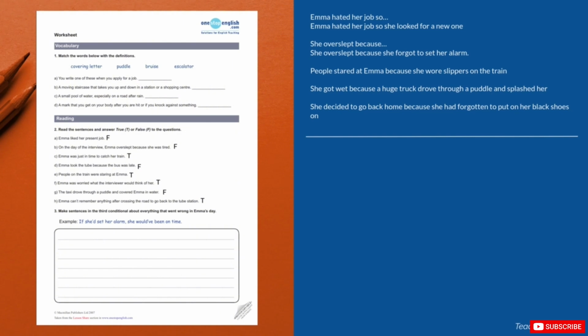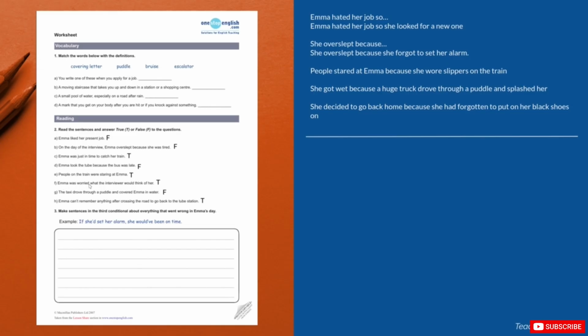So if that's happening and your student is really just flying through this, you can slow them down by asking them for more detail. So we know that people on the train were staring at Emma. We know this is true. You could ask your student why. Why were people on the train staring at Emma? Get them to find this information.